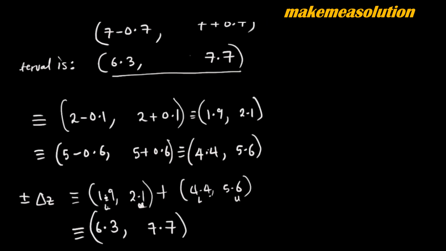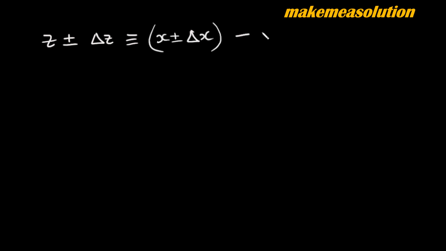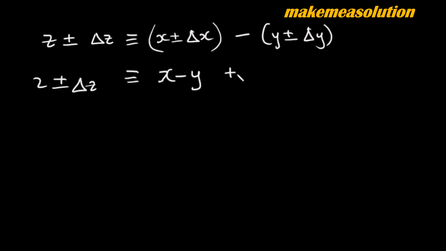Now I'm going to carry out this same example for subtraction so that you see what is happening. For subtraction, we established that our z plus or minus delta z is x plus or minus delta x, minus y plus or minus delta y. And in the last video, we established that z plus or minus delta z should satisfy x minus y, then plus or minus delta x plus delta y.